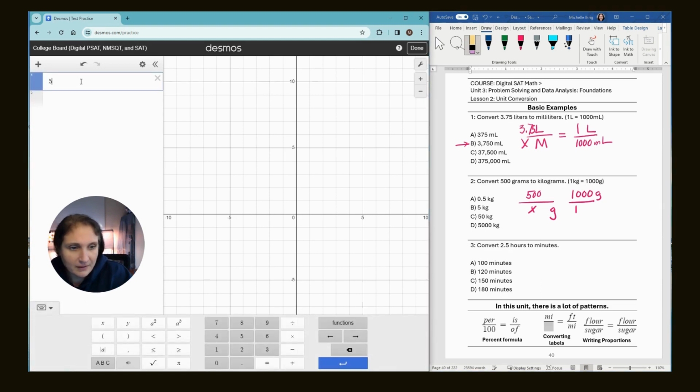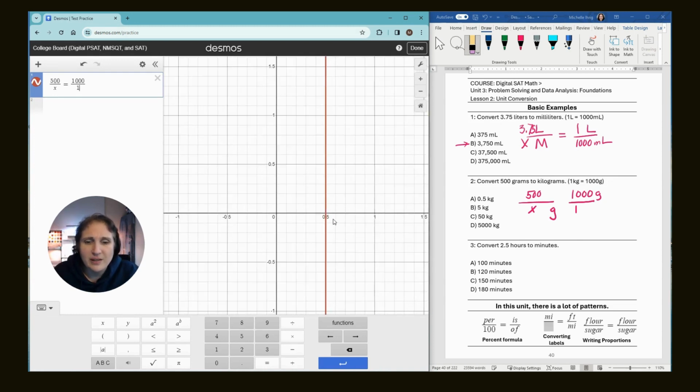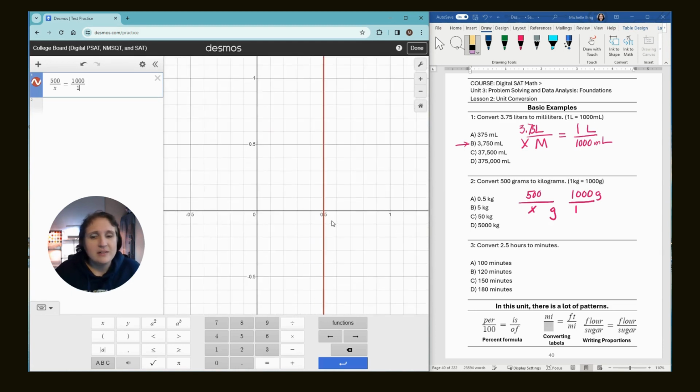So I've got 500 divided by X. Remember, we're not typing our labels into Desmos. Equals 1,000 divided by 1. And if we look, we're like, oh, wow, that's super small. Keep zooming in and we can see that that is 0.5. I mean, isn't knowing how to use a Desmos calculator like way better? And I have on the bottom examples, like when we do proportions, we match the label flour, flour, sugar, sugar. And whenever we're given rates, which we'll probably see in the harder examples, then it's a little bit different that we have to cross off labels.